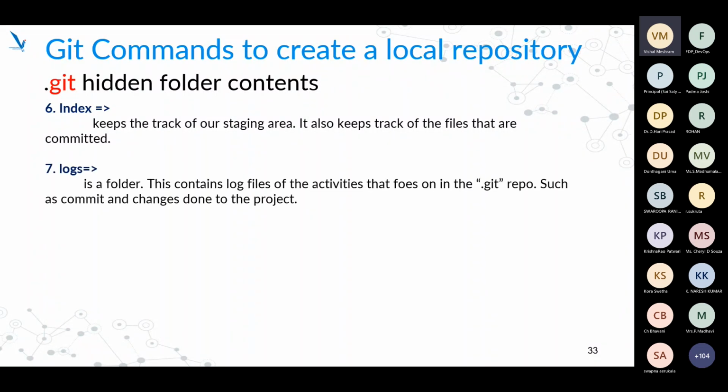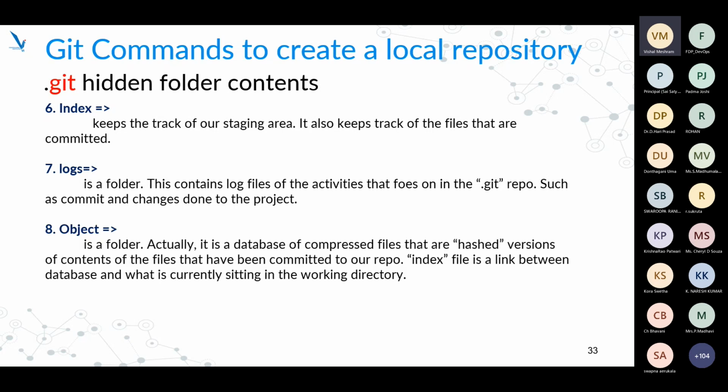Next is logs. We issue the log command. Logs is a folder that contains all the log files related to your activities. Then there is a very important folder, the objects folder. I mentioned in the previous slide that Git always keeps a database. It takes a snapshot of all your files which are present in the staging area, and stores it in one database. That database is stored in the objects folder.